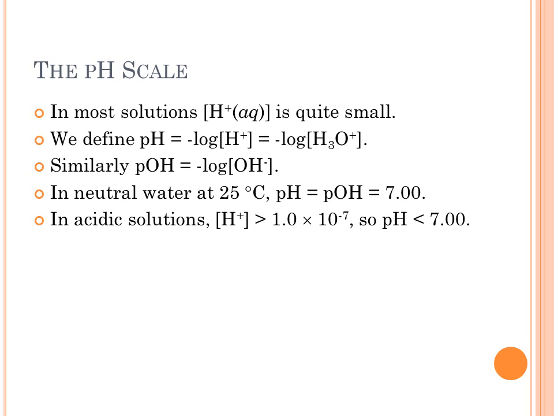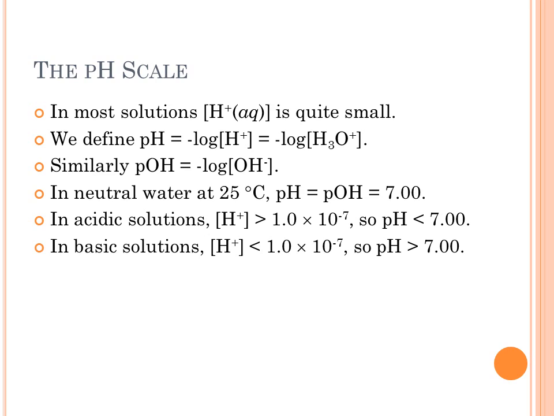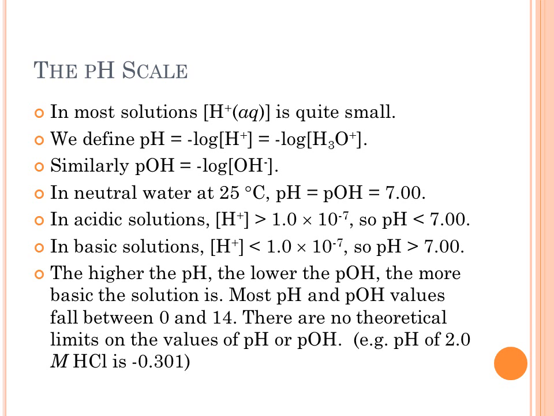In acidic solutions, the concentration of the hydrogen ion is greater than 1.0 times 10 to the negative 7, so the pH is less than 7. In basic solutions, the concentration of the hydrogen ion is less than 1 times 10 to the negative 7, so the pH is greater than 7. The higher the pH, the lower the pOH. So you can take those same statements I said for hydrogen ion and reverse them for hydroxide ion.